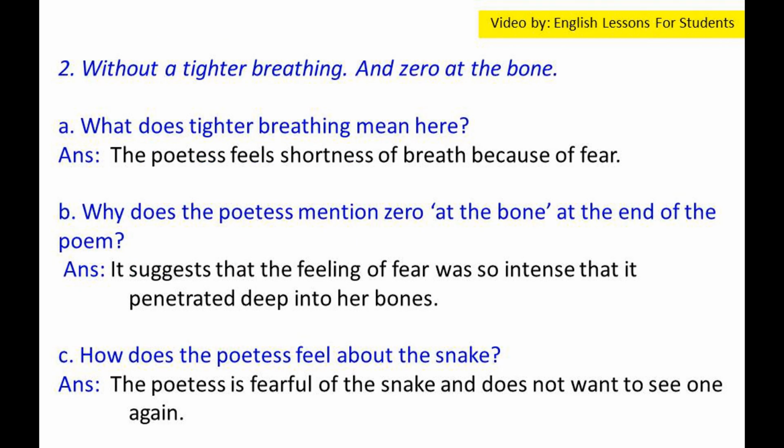2. Without a tighter breathing and zero at the bone. A. What does tighter breathing mean here? Answer. The poetess feels shortness of breath because of fear. B. Why does the poetess mention zero at the bone at the end of the poem? Answer. It suggests that the feeling of fear was so intense that it penetrated deep into her bones. C. How does the poetess feel about the snake? Answer. The poetess is fearful of the snake and does not want to see it once again.